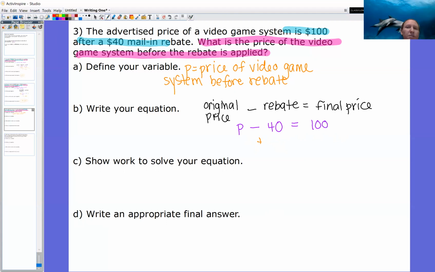And now we can use inverse operations. We add 40 to both sides, and P equals 140. And since it was price, our final answer should be $140.